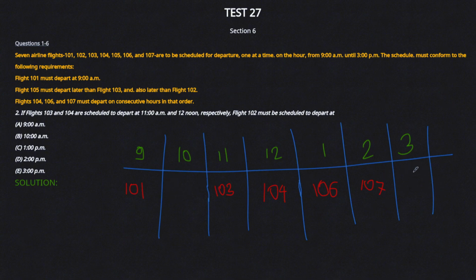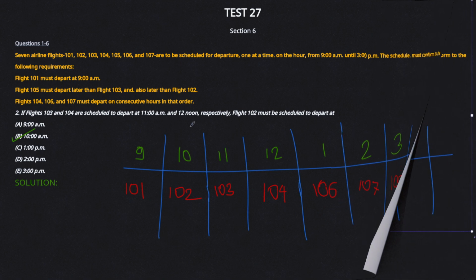So we know 105 has to leave later than 102 and 103. So 105 cannot be here, because that means it's leaving earlier than 103 as well as 102. So the only logical place where 105 can be is at 3 p.m. And here we'll have 102. So this is the correct answer. Our correct answer is 10 a.m., the time at which 102 will leave the airport.